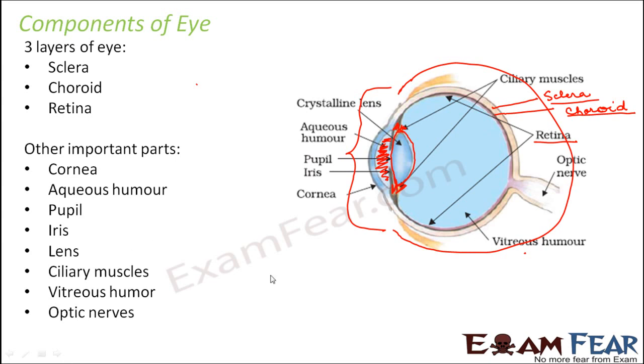Now these optic nerves, they arise from the posterior end, that is towards the back side of the eye, and it connects to the brain. So these nerves connect it to the brain. So whatever image is formed by the lens, that information is then passed in the form of electric impulse through the optic nerves, and then the brain interprets that image and tells us what we are seeing. So these are the various components of the eye.